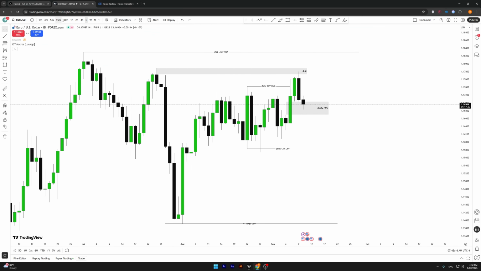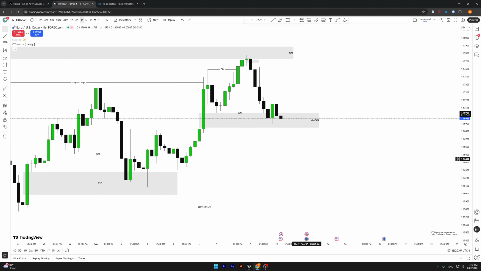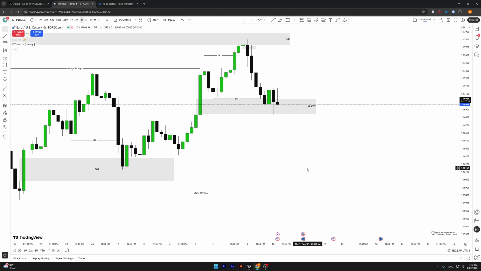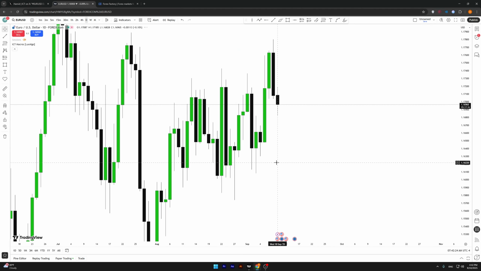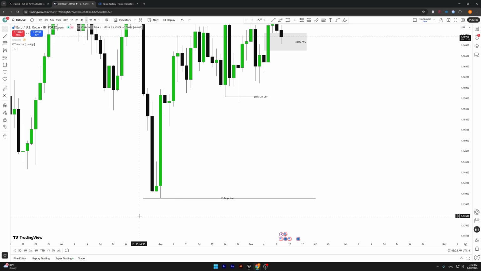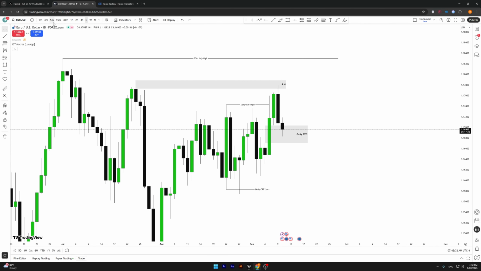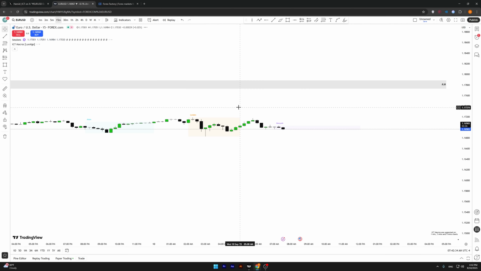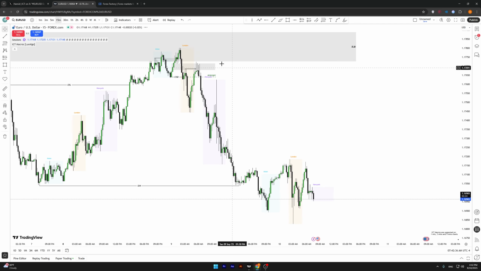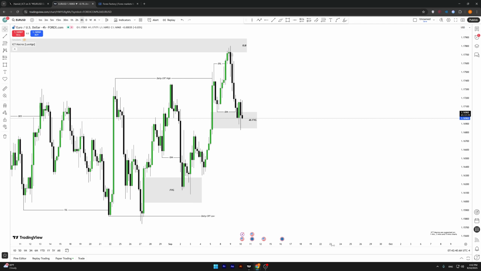And later on, if price gives me a clear sell model from this 50% range, then I will sell. As I have said, previous week low will be my first target, and then later on I will target this low, the range low, right? So this was the analysis of today, and a short breakdown of my yesterday trade.